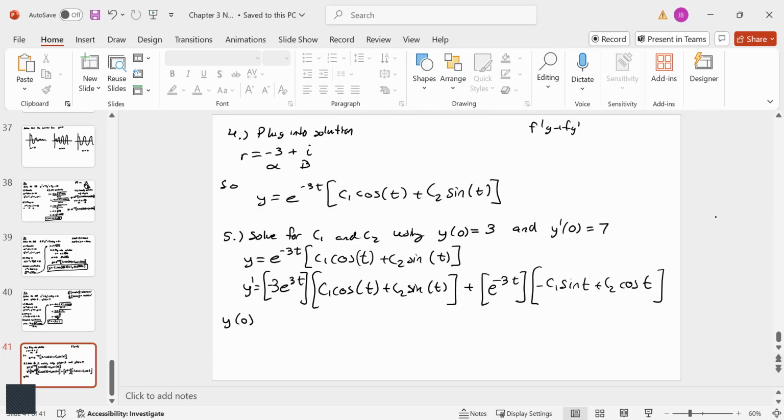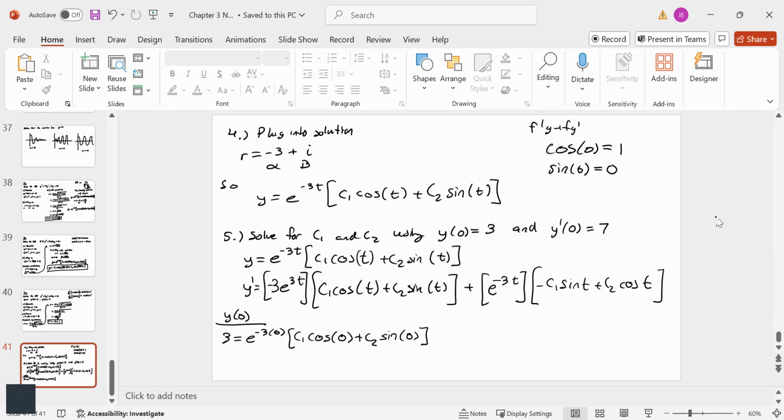So y of 0 is equal to e to the negative 3 times 0. Let me do it this way. So in this class specifically, but if you're an engineer, you need to know what the sine and cosine of 0 are. They are that important. So cosine of 0 is equal to 1. Sine of 0 is equal to 0. You just got to know those. They come up so much.